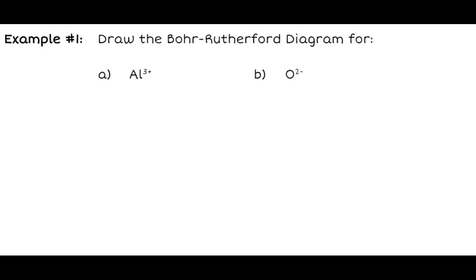So I want to go through a couple of examples with you to further explain how to draw the Bohr-Rutherford diagram for particular ions. You may feel ready to start the worksheet, and if you are, then that's great. Go ahead and do that. But some of you may feel like you need some extra clarification through some examples. So let me go ahead and do that.